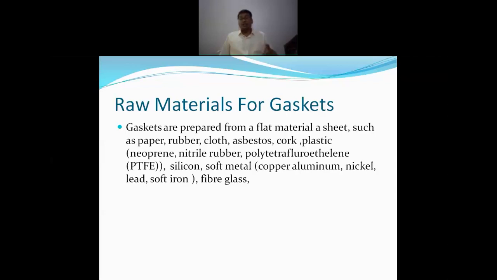These soft metals are used as gaskets at higher temperatures. Not only the soft metals, even fiberglass is used as a gasketing material in combination with asbestos or rubber.